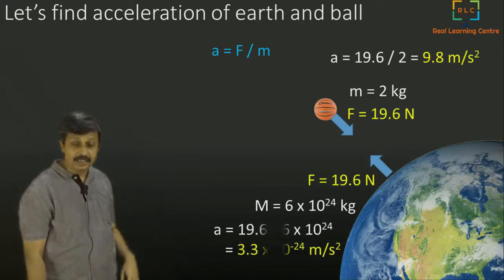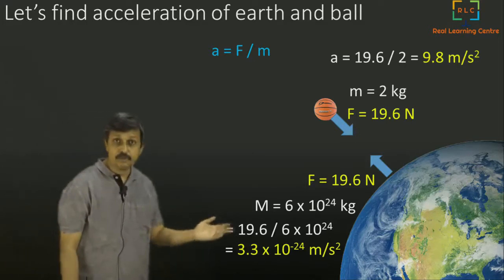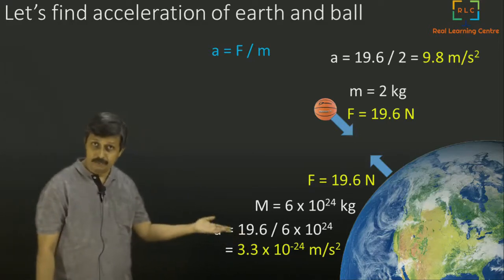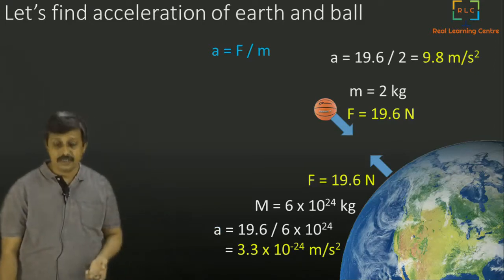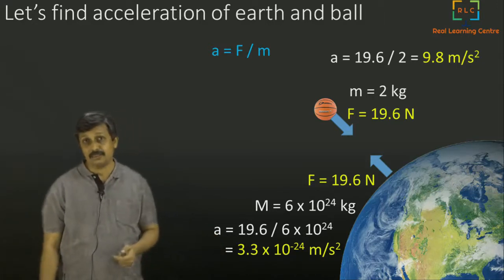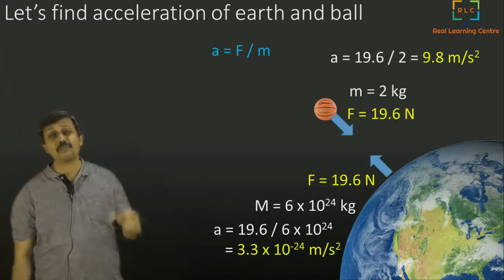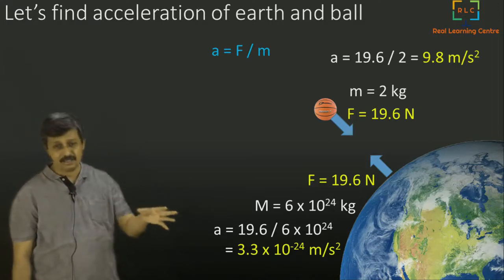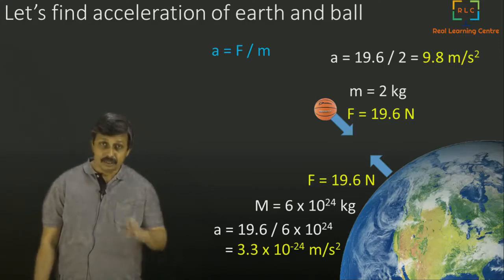Same way you divide it here, which is 6.6 into 10 power 24 kg, you put it in the denominator. 19.6 by 2 will come to 3.3 into 10 power minus 24 meter per second square. So 10 power minus 24 is absolutely small, very, very small. That is the acceleration of the Earth. Okay, so it's not zero.